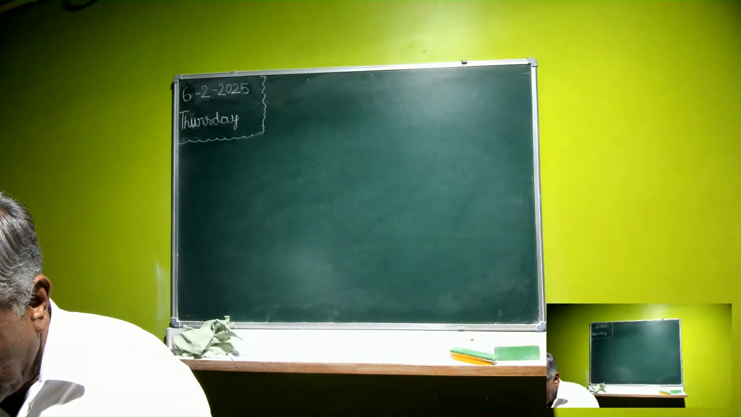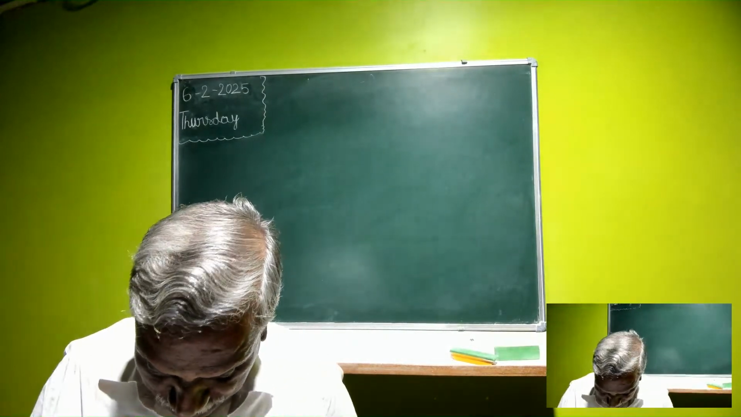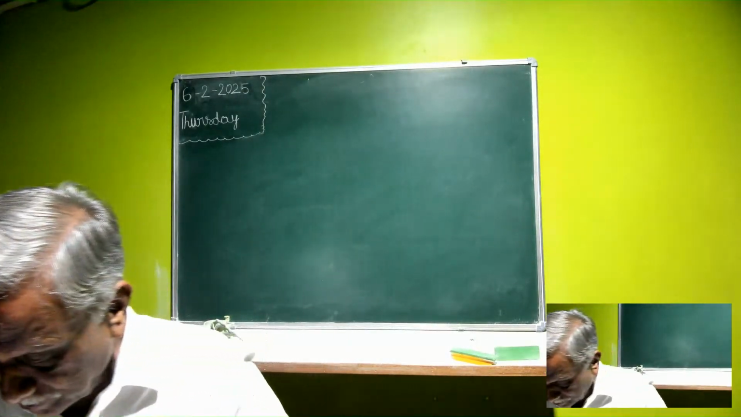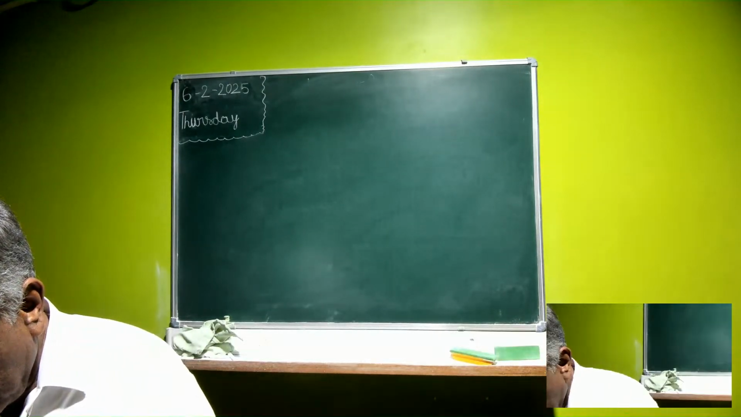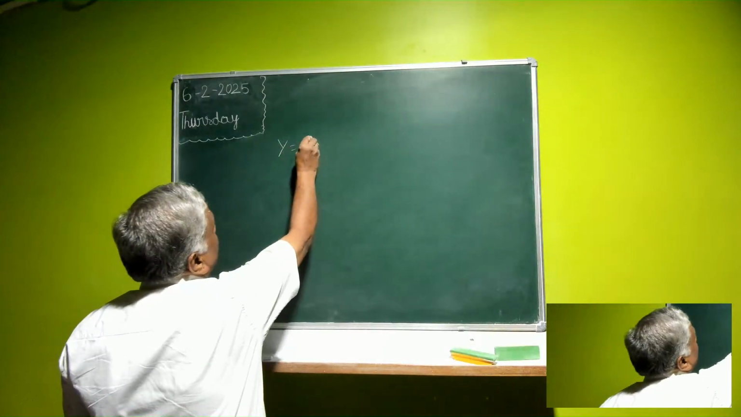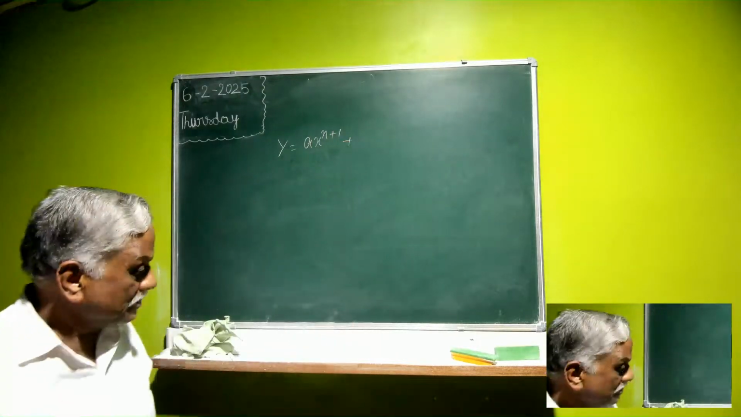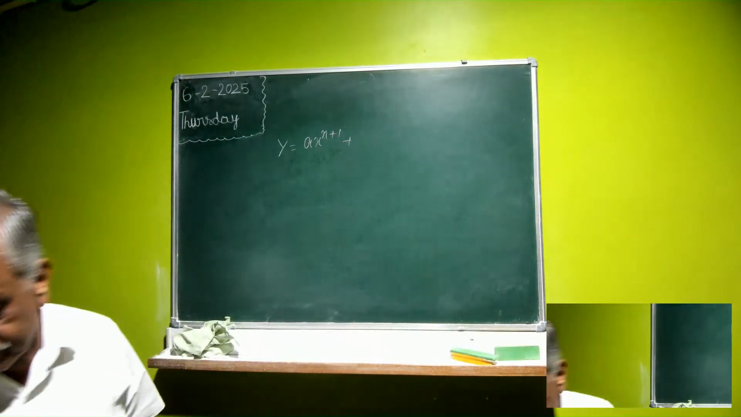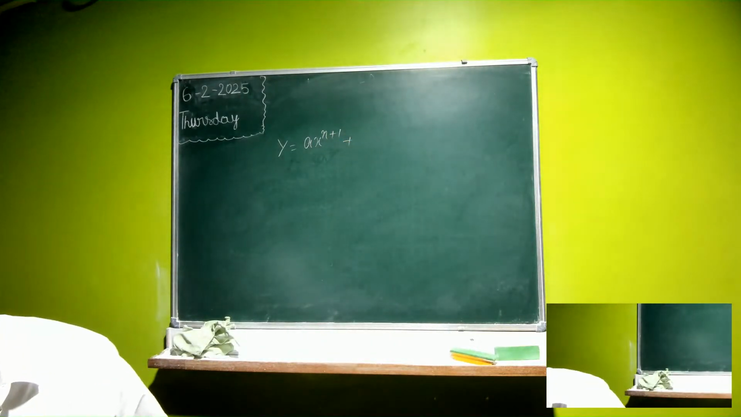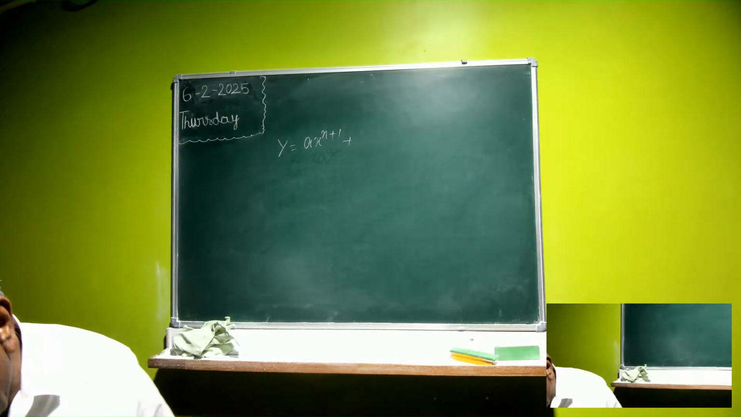y is equal to ax to the power of n plus 1 plus b over x to the power of n.